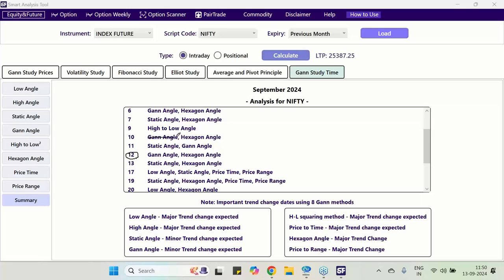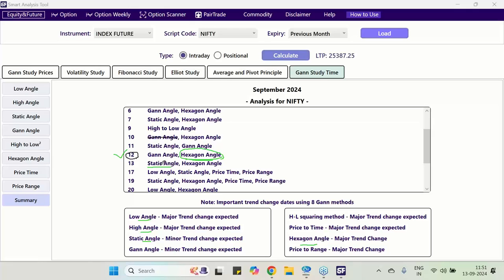If you see Gann angle, here I have given low angle, high angle, static angle. These are the minor trend reversal dates. So low angle, high angle, static angle, Gann angle, and these are the major trend reversal dates computation. However, major trend reversal means a new high will be made or a new low will be made. Yesterday, 12th of September, hexagon was there, a major trend change date. 10th was a downtrend, so 11th yesterday we had a great rally, and a new monthly high is also being created.